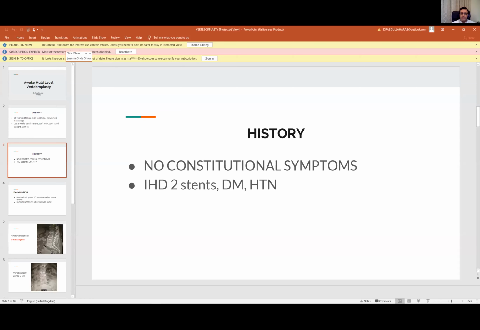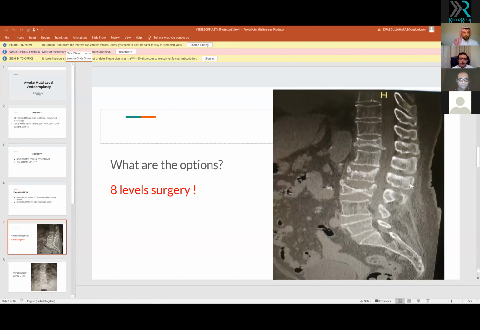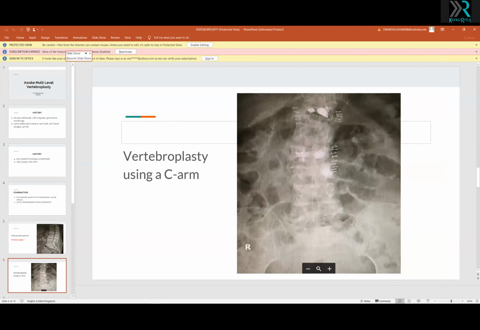Examination, she presented in a wheelchair. She has normal sensation, no tenderness on her back. These fractures, T12 fractures. I started asking myself, what are the options? Big surgery, 8 levels. The third option was to do a vertebroplasty, discussed with the patient, her son, her daughter. The outcomes, the awake one, it was a quick procedure.